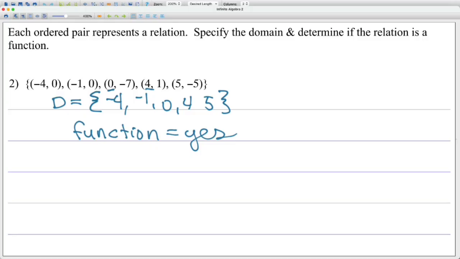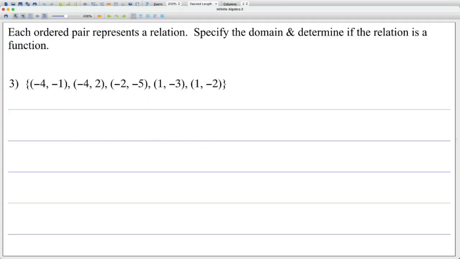Let's move on to the next one. Number 3. Gentlemen, notice how I'm writing the domain. It's not a little parentheses. It is a D equals with a brace. There we go. I have a -4 and I have a listing of a -4 two times. What does that tell you about this relation? You only have to write it once. And is it a function? No. If it's listed two times, it is not a function.